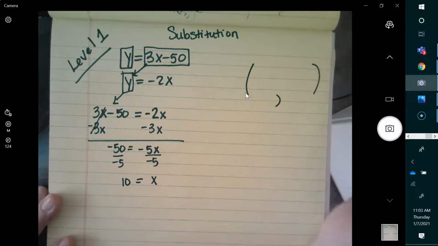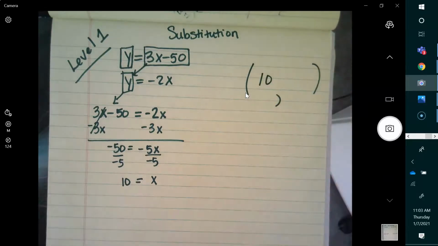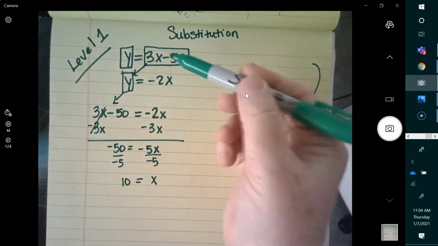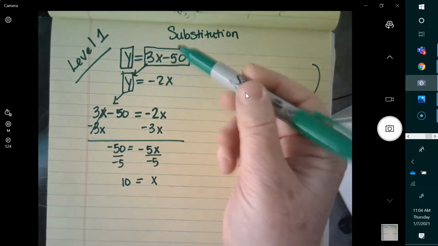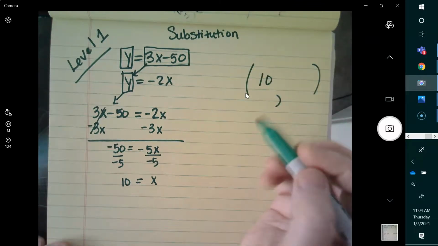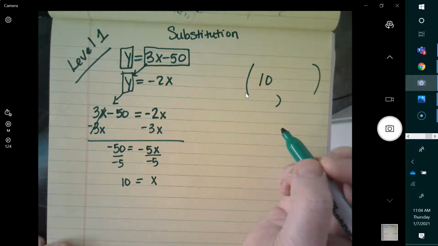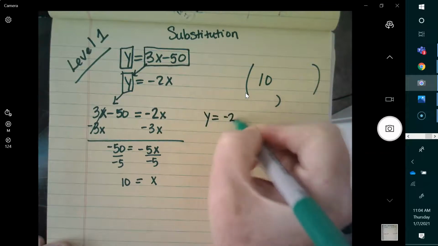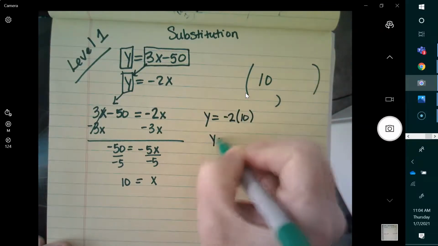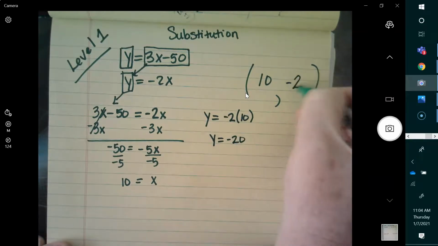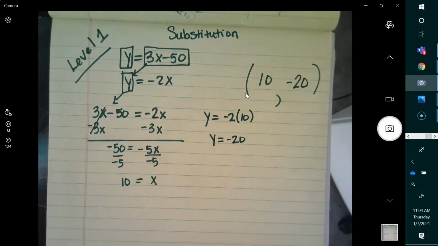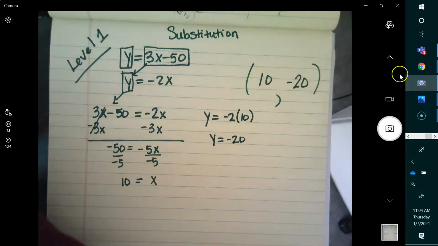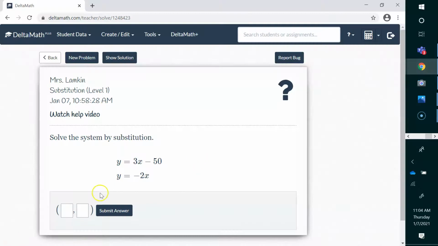Now what I'm looking for is an xy location that will make both equations true. And I figured out x is 10. I'm going to use that in either of these you want to figure out y. Do y'all want to use the first one, or do y'all want to use the second one? I didn't hear you. Okay. So y equals negative 2 times 10. So y is negative 20. Okay, y is negative 20. So there's your answer. So I'm going to go back to Delta Math, and I'm going to enter these.